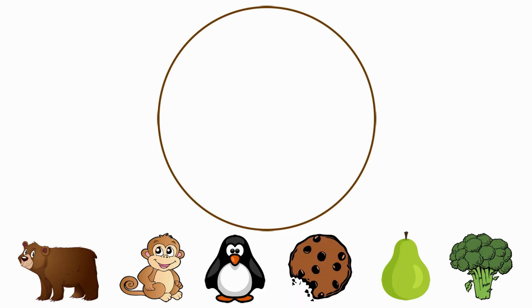Wonderful job, friends. Great singing. Okay, now we're going to sort objects. We're going to find all of the brown objects and put them in the circle. And if the object is not brown, we'll leave it right where it is. Ready? Our first picture is a bear.